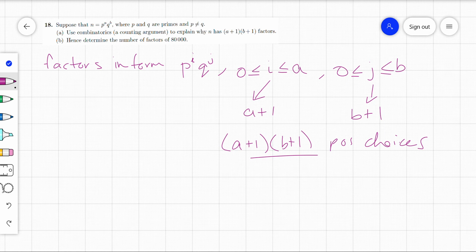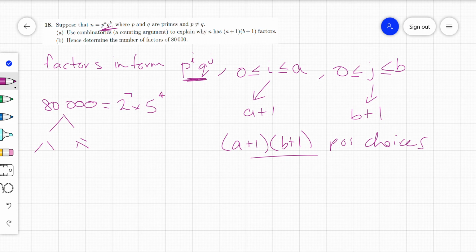So if we're looking at 80,000, can we do the same thing? Clearly 80,000, if you do a bit of a factor tree, you will get the factors, or I think you can put it in your calculator actually, and it gives you the factors. We're going to get two prime factors just like this number n. So it's made up of 2's and 5's, two prime factors. There's 2 to the 7 and 5 to the 4.